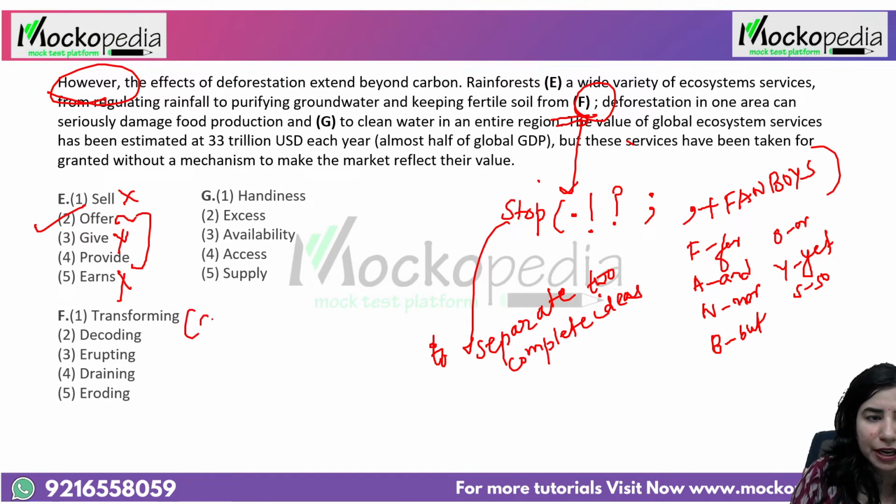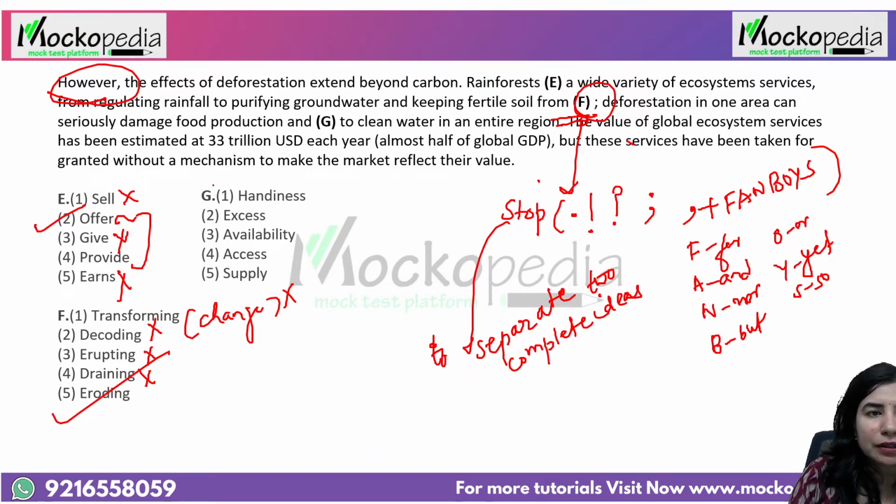Transform to change ho jayega. So, ye to absolutely incorrect hai. Decoding, I'm sure easy. Erupt term nahi hota. Erupting is volcanoes erupt karte hain. Drain nahi hoga, eroding, right? So soil erosion se context aaya.